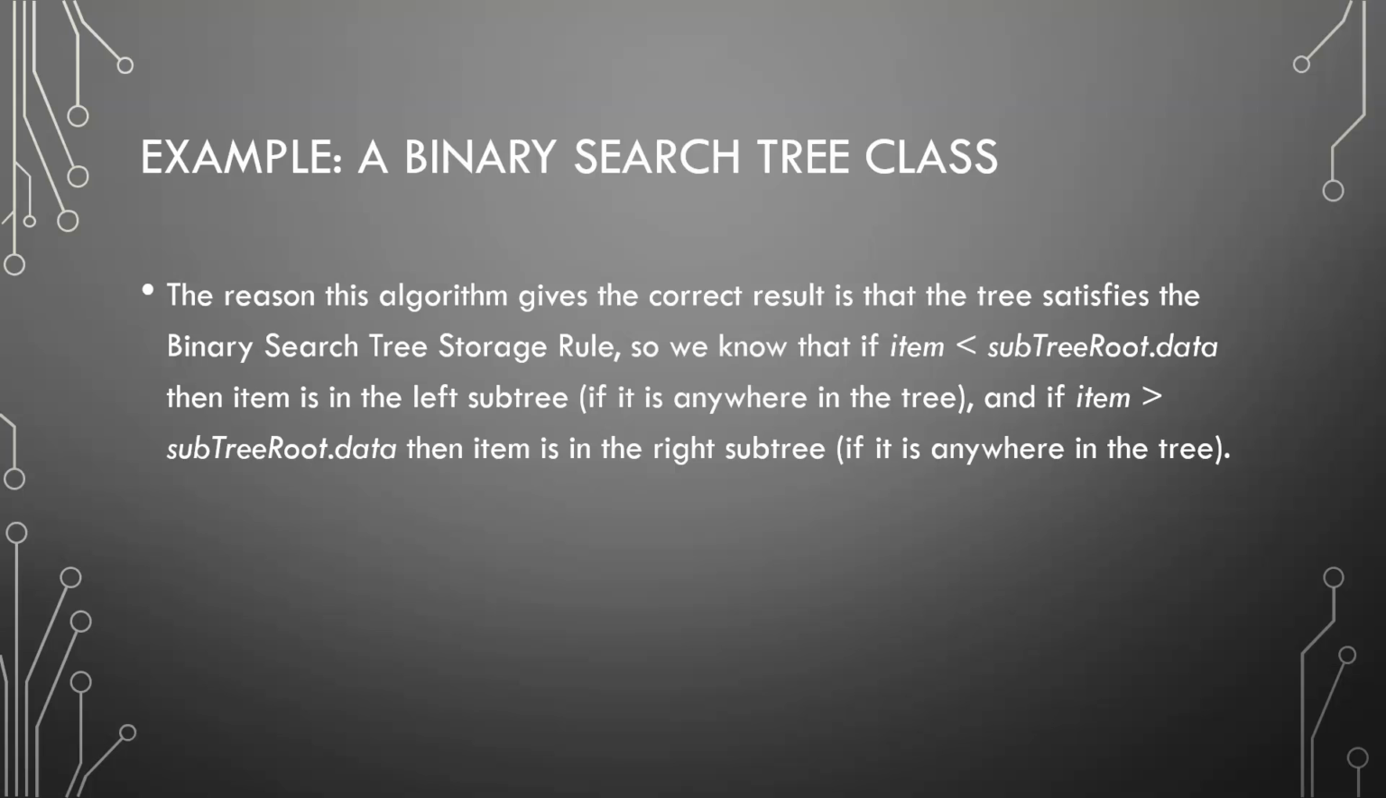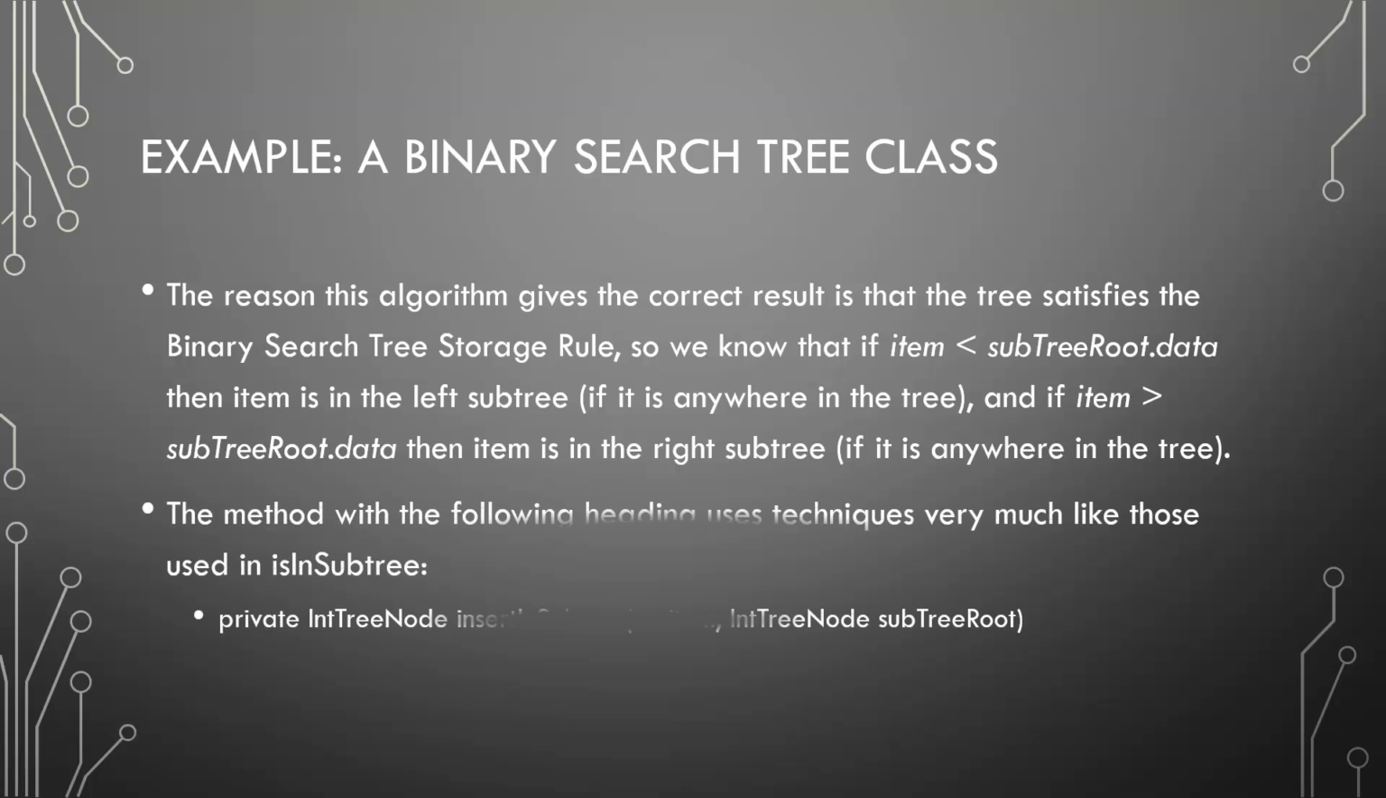Now, the reason this algorithm gives the correct result is that the tree structure that we have satisfies the binary search tree storage rule, so we know that if item is less than subtreeRoot.data, then the item is in the left subtree, if it's anywhere within the tree, that is. And if item is greater than subtreeRoot.data, then it's in the right subtree, assuming that, again, it's within the tree. Now, the method with the following heading uses techniques very much like those used in isInSubtree.